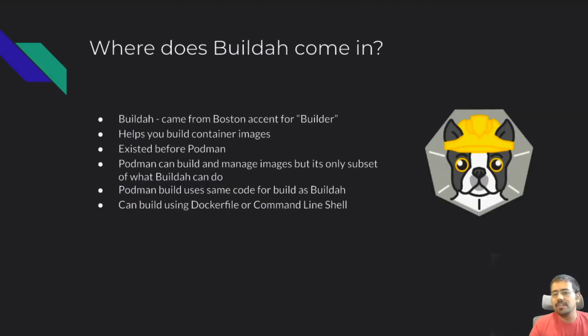So there are some other technologies as well, which is Buildah and Skopeo, and that's what we are going to look at now. So on this slide, we are going to look at Buildah. Buildah basically comes from the Boston accent of the creator of Buildah, which really means builder. And as a builder, it is able to build Docker container images for you, or container images for you.